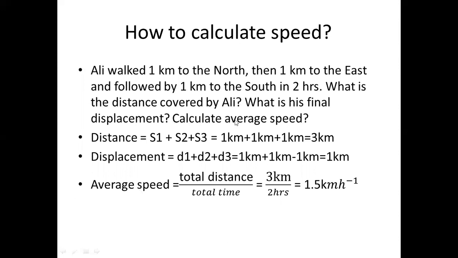Calculate the average speed. So distance was calculated by adding the values of the three distances. In displacement, the displacement having the opposite direction was given a negative sign. So the final answer for displacement was 1 kilometer. Average speed is equivalent to total distance divided by total time. So we're going to use the value of total distance, not displacement. So total distance, 3 kilometers, will be divided by time. Time is 2 hours. So the final answer becomes 3 divided by 2, 1.5 kilometers per hour. So the formula of average speed is total distance over total time.